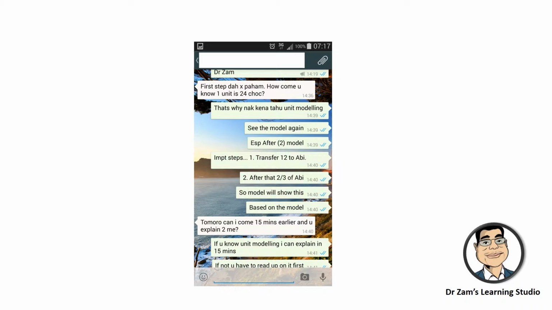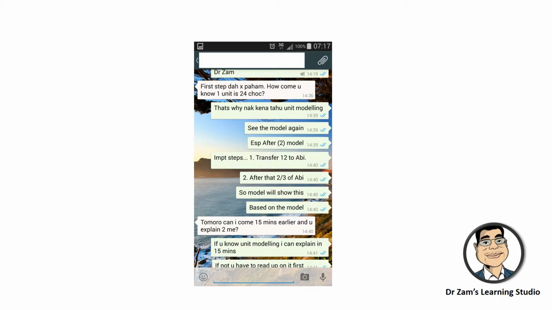She was asking me, how do I know that 1 unit is 24 chocolates? That was when I realized that probably even parents might not know unit modeling, and students in school have already started learning unit modeling. I was trying to explain to her, and this mother was so passionate about math problems because she really wanted her daughter to do really well in math. She wanted to see me the next day because her daughter's session was then, and she wanted to come 15 minutes earlier so that I could explain it to her.